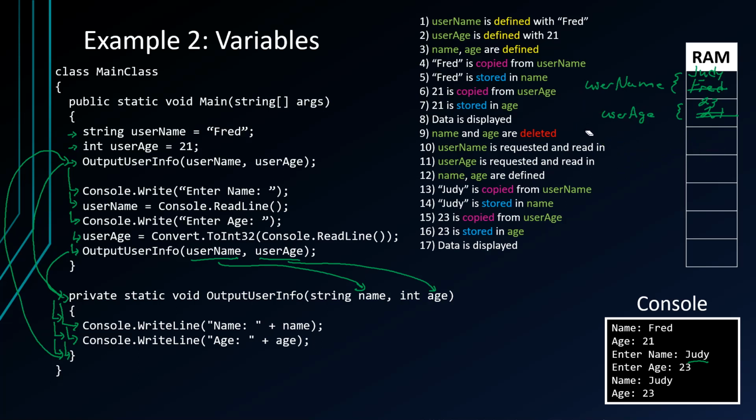And this is where things really get interesting. So name and age are deleted. And then it comes all the way back up the program again, but this time it comes back up to here. And then it goes down, it says, oh, I am done with the main method. So as soon as it's done with the main method, any variable that was created inside of the main method, oh look, string username and int user age are deleted. So that means username and user age are now deleted.